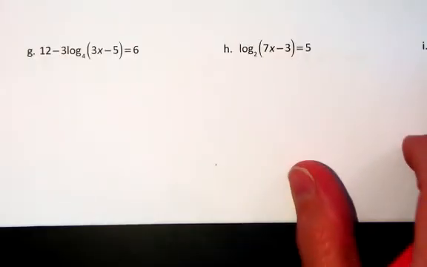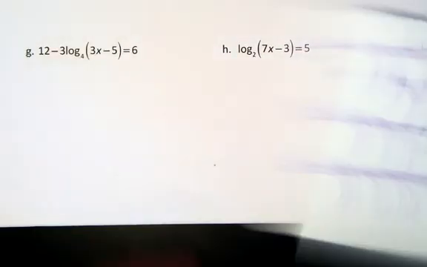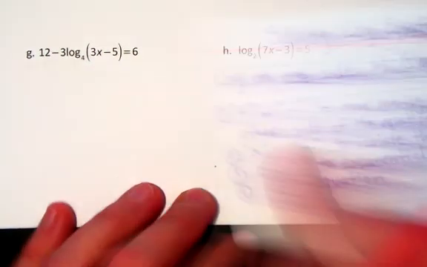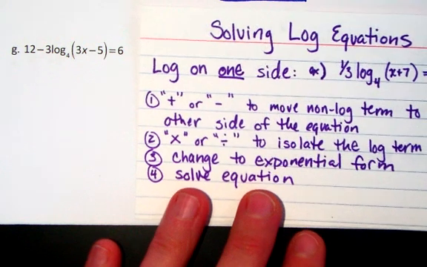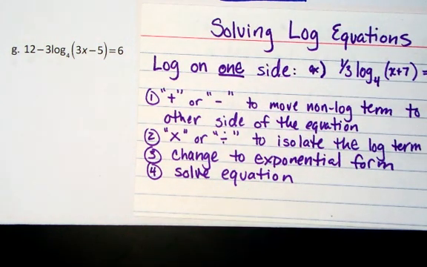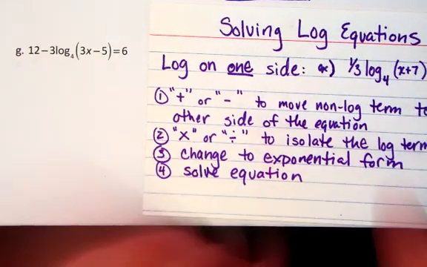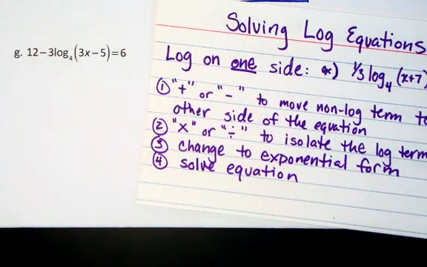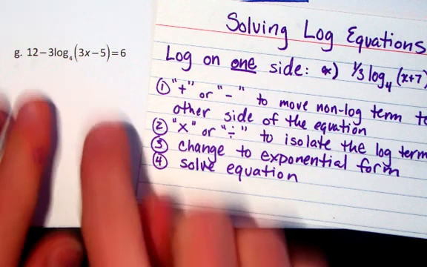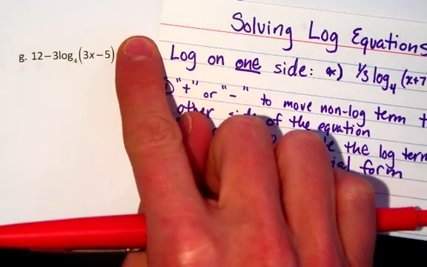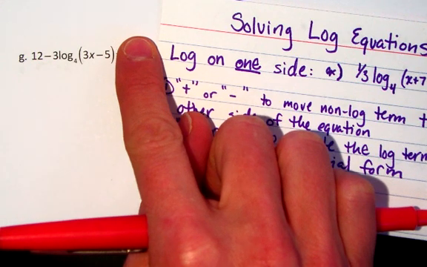Okay, here we go. G. For G, let's take a look. Do I have logs on both sides? No. So we go here, logs on one side, and then you're just going to look through the steps here. All right. First step, do I have a non-log term on the log side? So let's take a look. What is the log side, left or right? Left-hand side. How many terms are on the left-hand side? There's 2. Therefore, there is a non-log term.